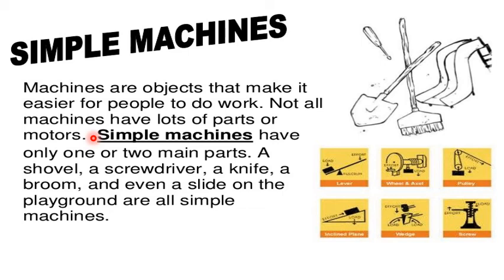Now, what are the simple machines? Simple machines have only one or two main parts. How many main parts? One, two, or maximum three parts can be there in a simple machine. A shovel, a screwdriver, a knife, a broom, and even a slide on the playground are all simple machines. These all are the simple machines. Now you can see how simple the knife is, the screwdriver is, the shovel, the broom, the slide. These are the things which are really simple, but still they are machines.